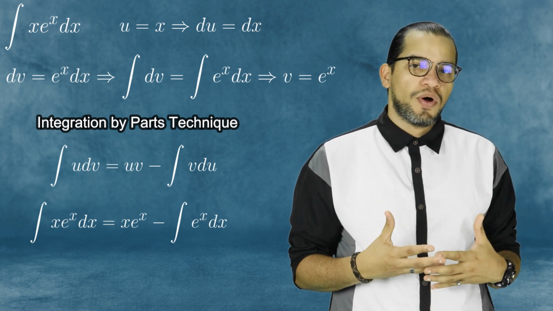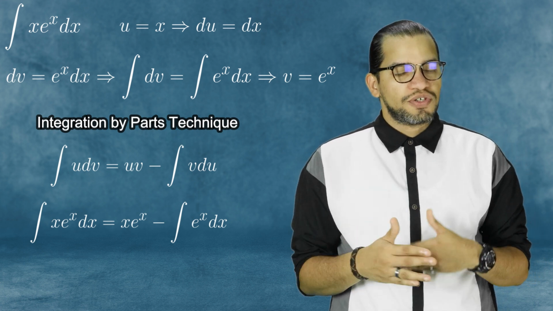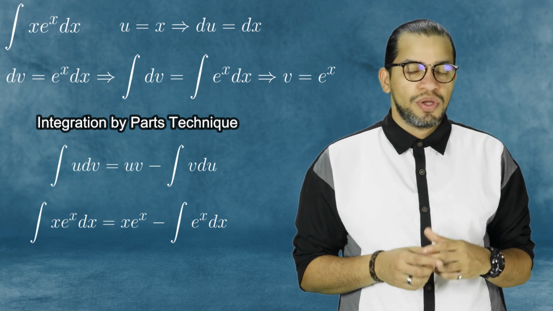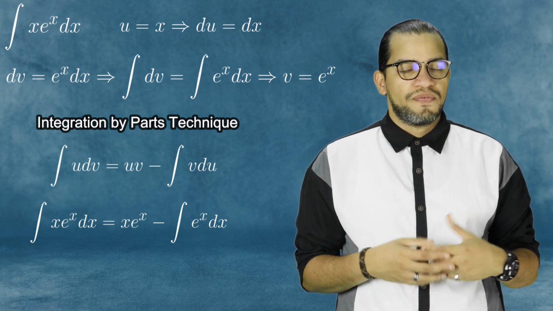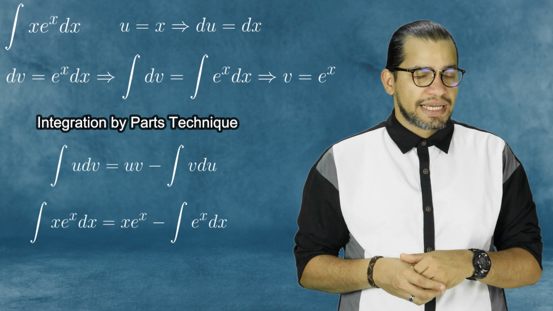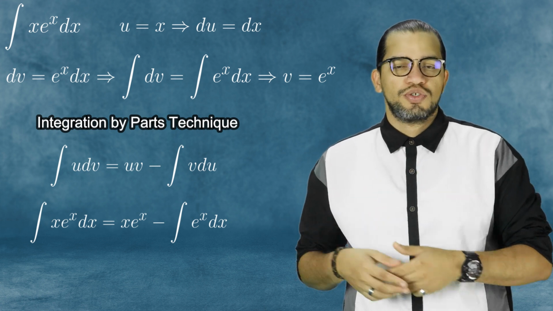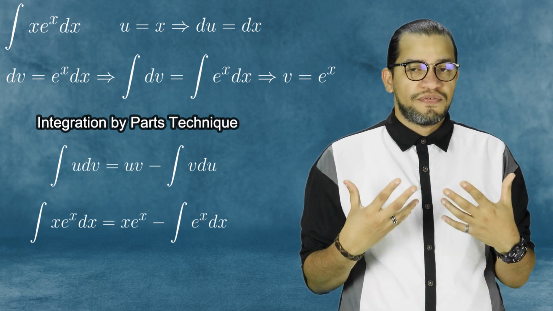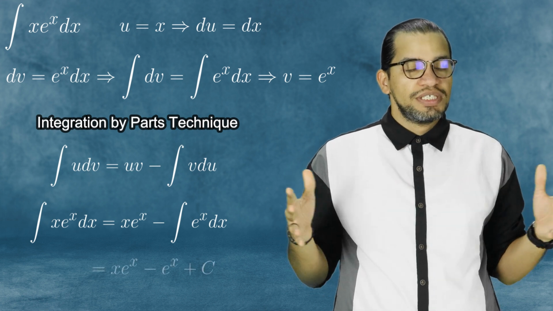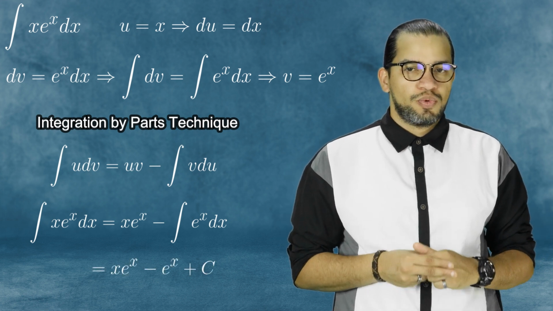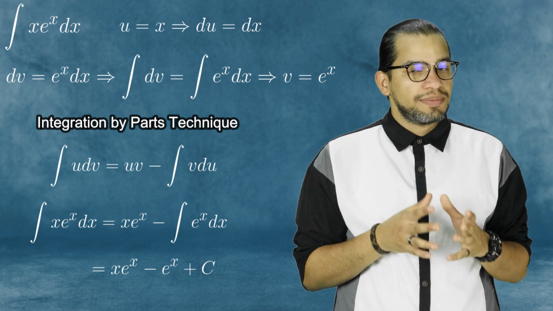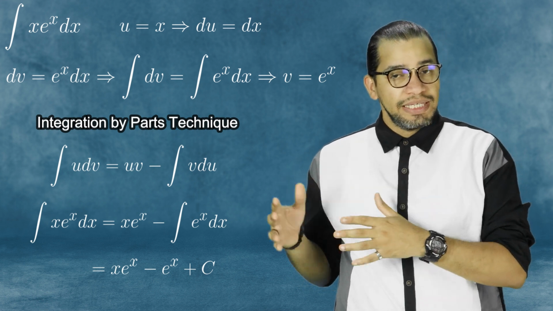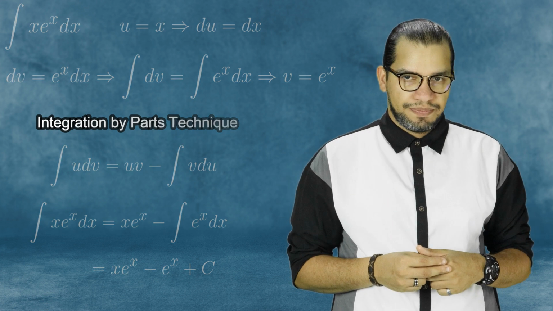Now, the integral of v du, after applying the proper substitution, is the integral of e to the x dx, which is equal to e to the x. So the final result for the original integral will be equal to x times e to the x minus e to the x plus c.